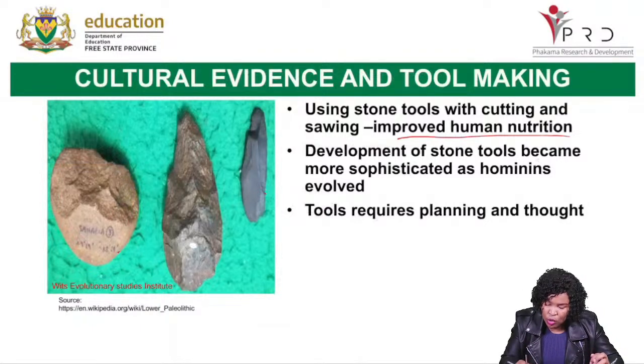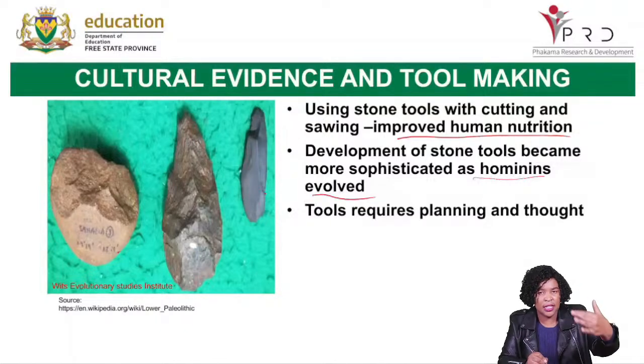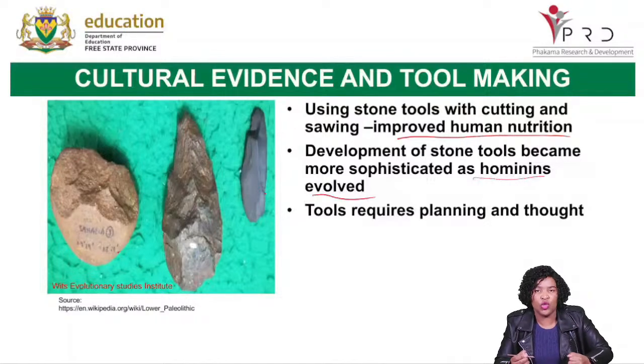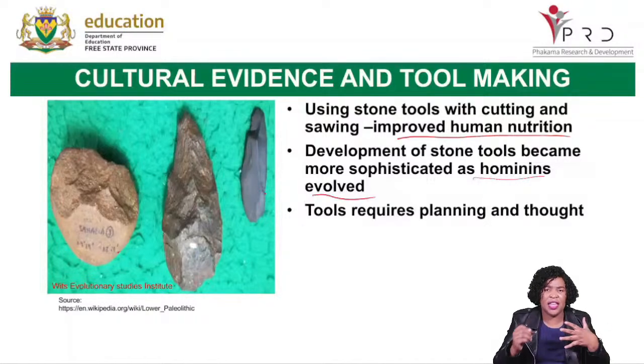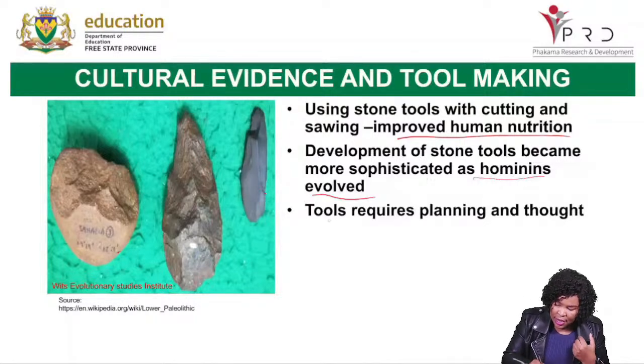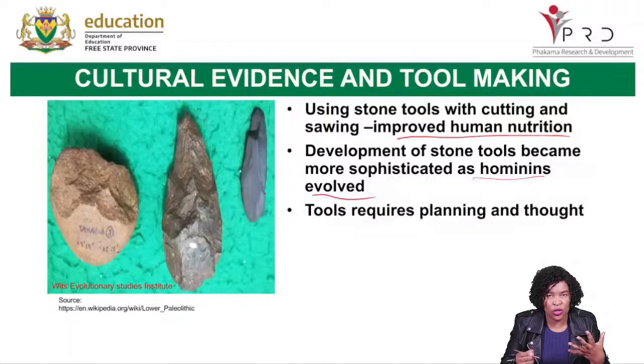And then the development of stone tools became more sophisticated as hominins evolved. As hominins started evolving, the one that descended from the other also improved, because remember the brain capacity and the intelligence was also building. So the more complex they became, even their tools showed that they were becoming more sophisticated. If they were only using a rock to grind or to chop, now that rock is cut further into a shape that performs different purposes for making life easier for this hominid species. And then the tools require planning and thought. So that also shows the evolution of the hominids.